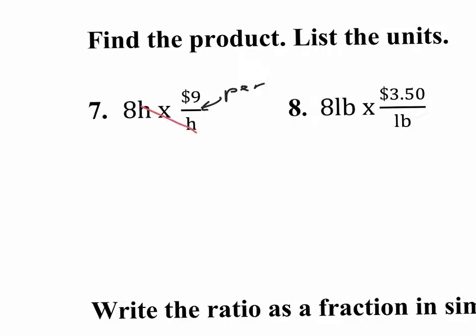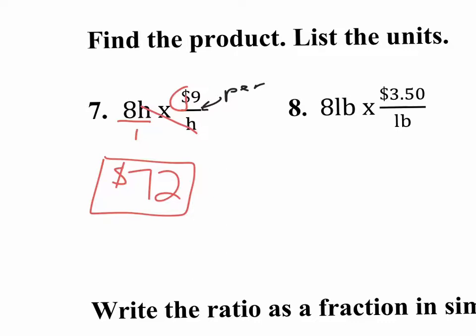So these H's are going to cancel out because this is technically 8H over 1, and there's an H in the top and H in the bottom. So then I take 8 times 9, which is 72, and then we still have this label here, dollars. So $72 would be the answer here.